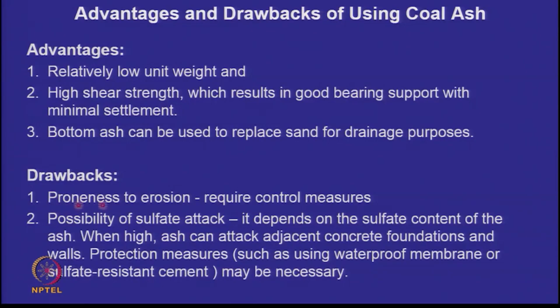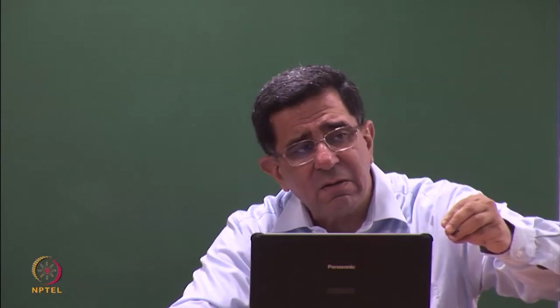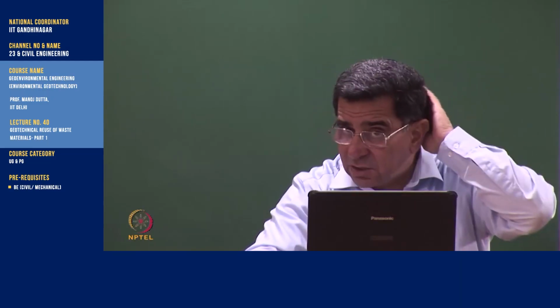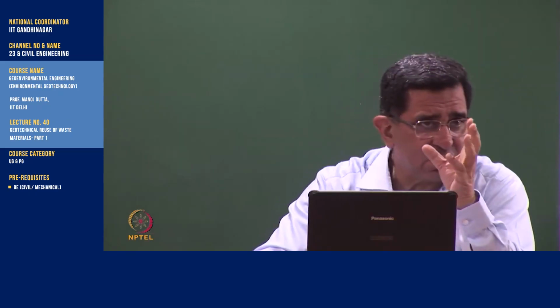Drawbacks I have already said, one is the proneness to erosion, so it requires erosion control measures, and sometimes ash will contain sulfates. If your coal has sulfur, which is not unusual, then the sulfur gets converted to SO3, SO4, so you will have sulfates. Now, you know that if you put concrete elements in soil with high sulfates, the sulfates attack the concrete, and the CSH gel and the products of reaction disrupt the cementation.